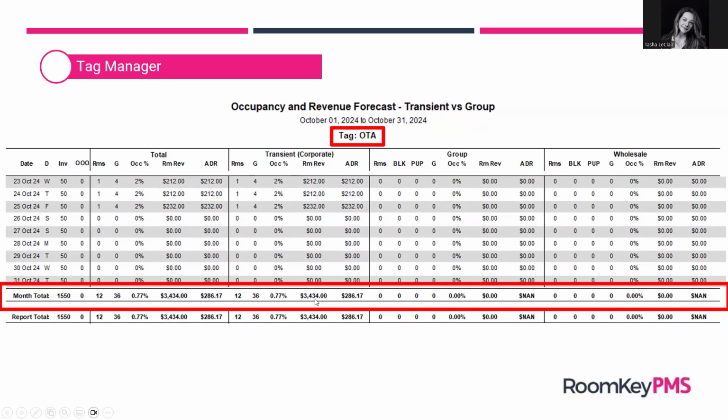The total room revenue for all of my OTAs for the month of October is $3,434. You'll notice that there is no group or wholesale revenue because I filtered that out and I'm only looking at my OTAs.